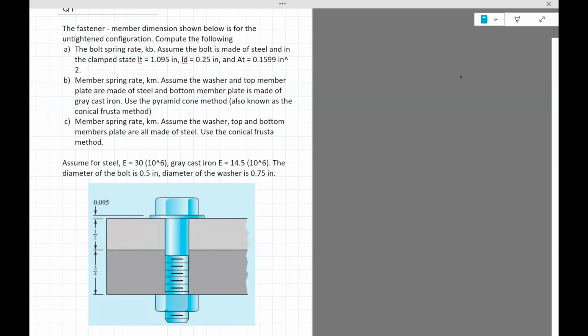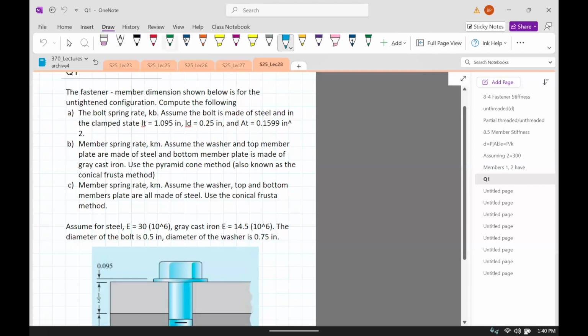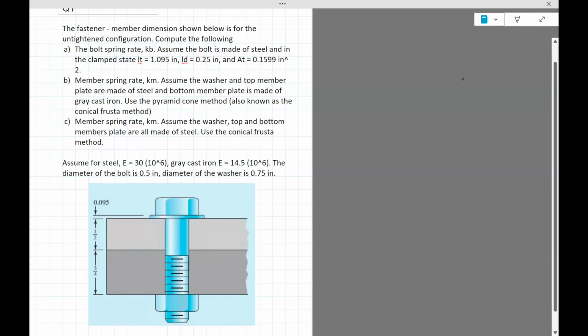Okay, so what I'll do is I'll try to do the first part, which is the straightforward one. The B and C will take me some time. You have to use the frustum method, the pyramid method, the cone method. So let's just do the first part and then we'll worry about B and C next time. And we can go a little early. Okay, so here is the problem: the fastener member dimension shown below is for the untightened configuration. That's key. It's been set there, now it's not been tightened. When you tighten, things will change a little bit.